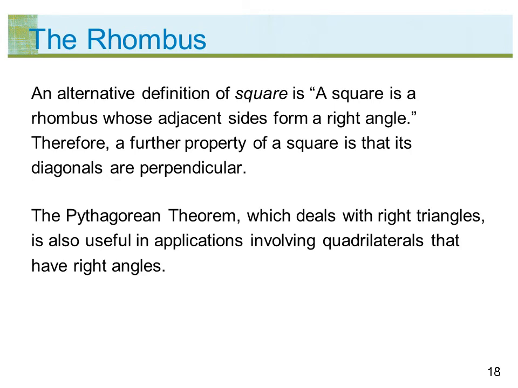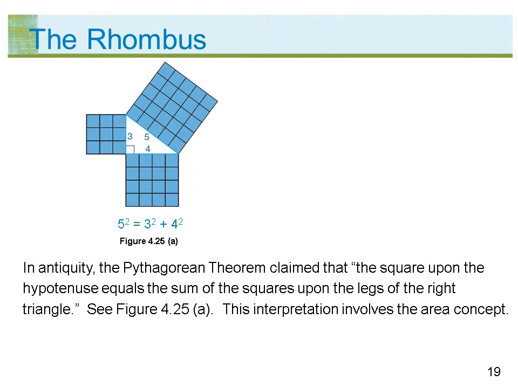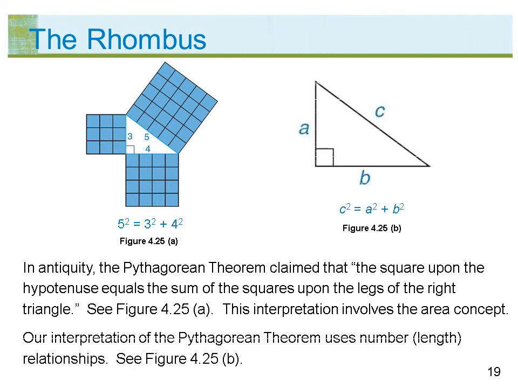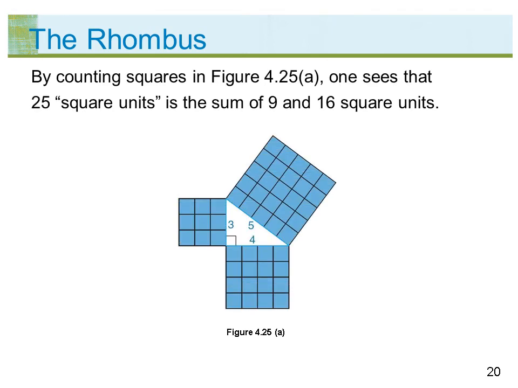The Pythagorean theorem, which deals with right triangles, is also useful in applications involving quadrilaterals that have right angles. In antiquity, the Pythagorean theorem claimed that the square upon the hypotenuse equals the sum of the squares upon the legs of the right triangle. See Figure 4.25a. This interpretation involves the area concept. Our interpretation of the Pythagorean theorem uses number or length relationships. See Figure 4.25b. By counting squares in Figure 4.25a, one sees that 25 square units is the sum of 9 and 16 square units.